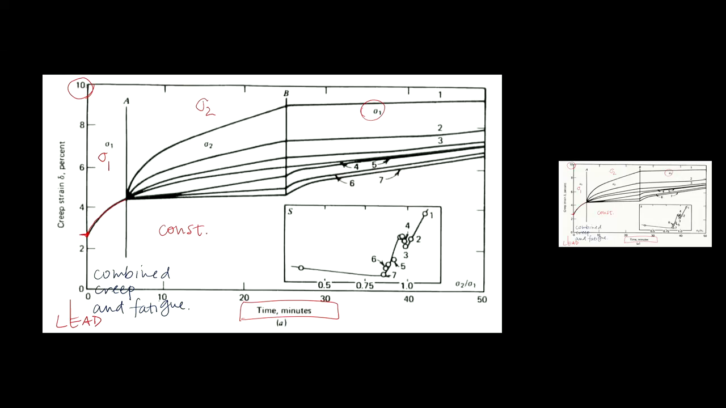Okay, so what are all these different series of curves on here? Well, curve 1, they have this inset here, which is a little bit of a crazy inset.